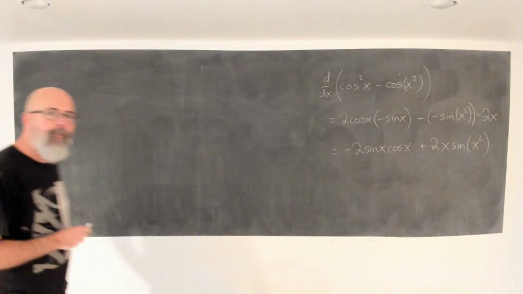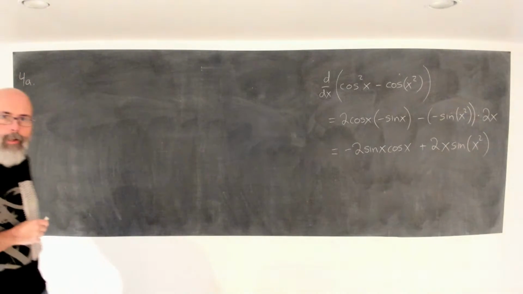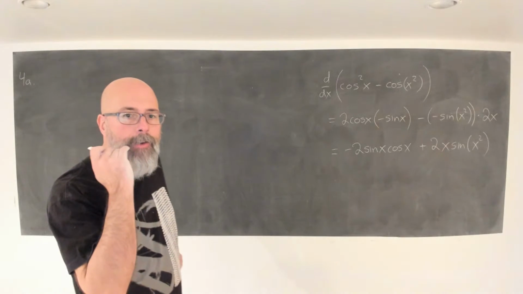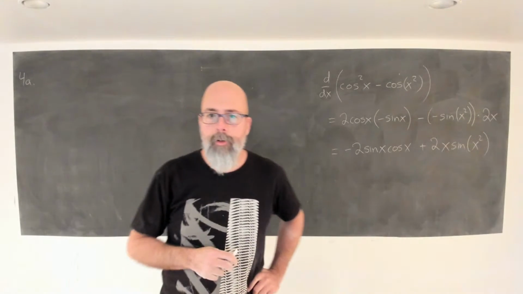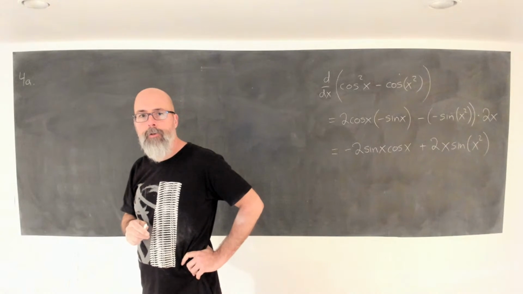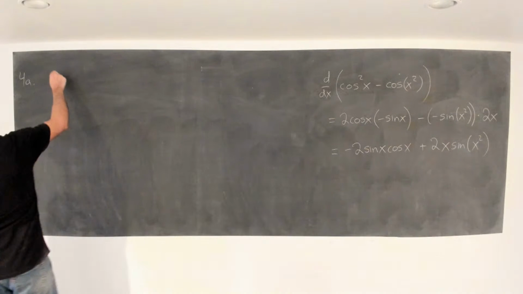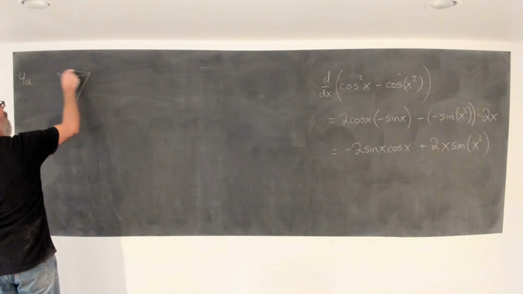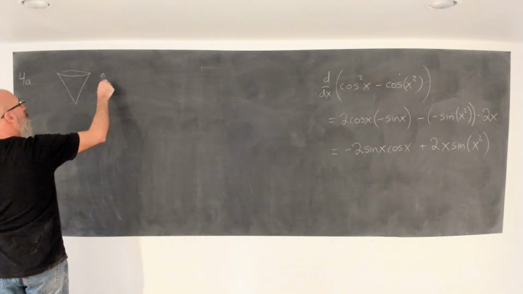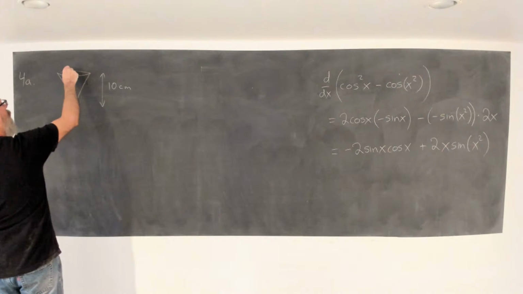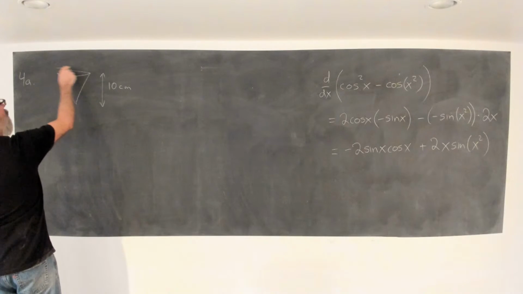So let's look at number 4 in the long answer questions. Coffee is draining from a conical filter of depth 10 centimeters and diameter 10 centimeters at the top. So you've got a cone of height 10 centimeters, and diameter 10 centimeters here as well.